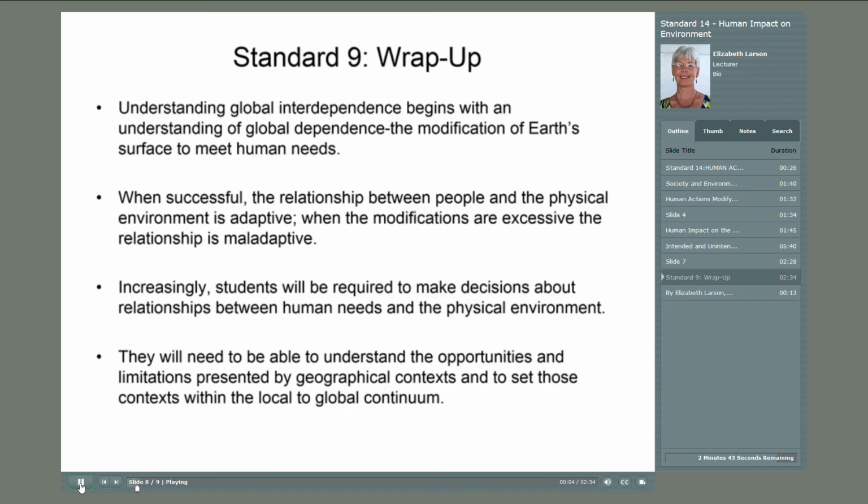Students must understand both the potential of a physical environment to meet humans' needs and the limitations of that same environment. They must be aware of and understand the causes and implications of different kinds of pollution, resource depletion, and land degradation, and the effects of agriculture and manufacturing on the environment.